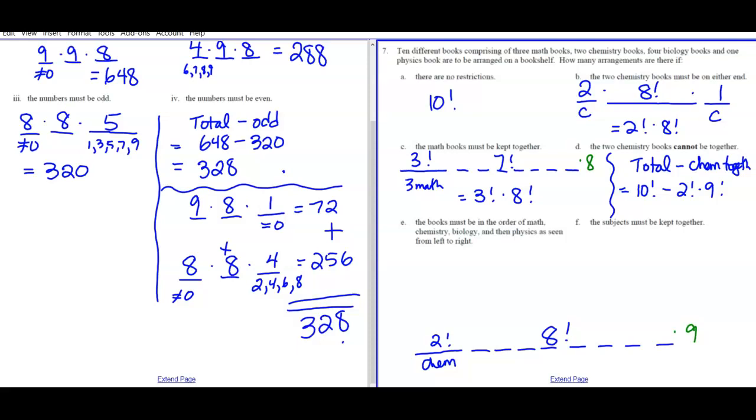Okay? Then the next one, the books must be in the order of math, chem, bio, and then physics as seen from left to right. So math together, chem, bio, physics. Okay, in that order. So math, there was 3. So 3 factorial for the arrangements of the math. And chem, there was 2, bio, there's 4, and physics, there's 1. So you just multiply those together. Okay? Because it has to be in that order.